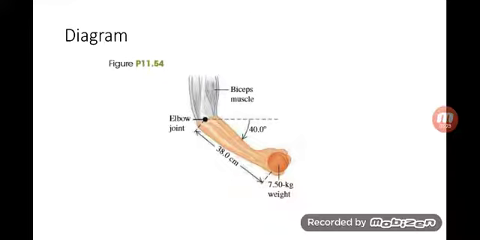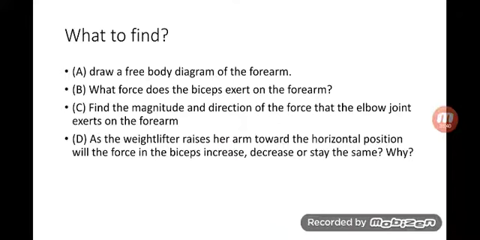So this is the diagram of the entire thing. So the biceps muscle, the elbow, the 38 centimeter distance from the center of mass of the weight, the elbow, and the 7.50 kilogram weight. So all you have to do is draw a free body diagram for the forearm, find the force the biceps exerts on the forearm, find the magnitude and direction of the force that the elbow joint exerts on the forearm, and answer the question. As the weightlifter raises her arm towards a horizontal position, will the force of the biceps increase, decrease, or stay the same? And say why.